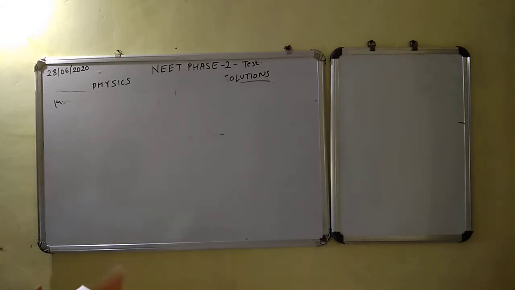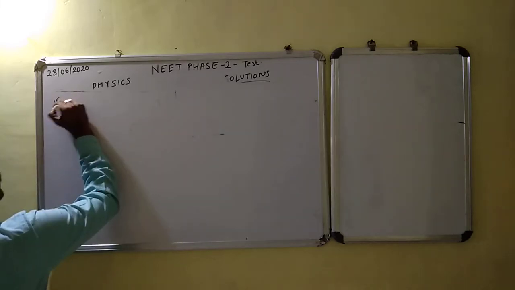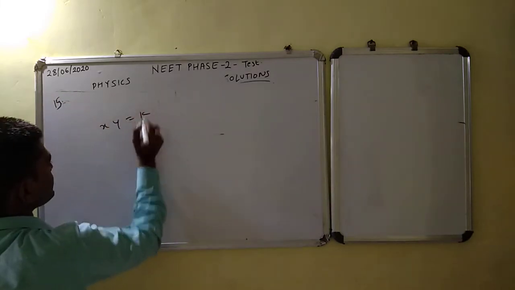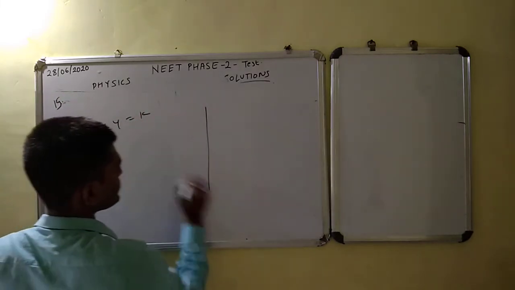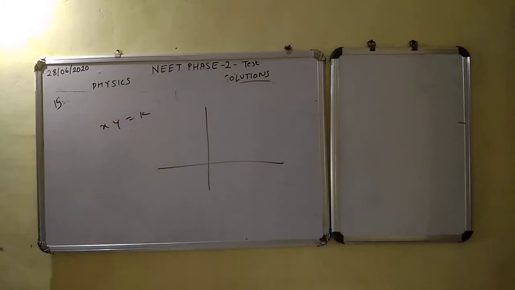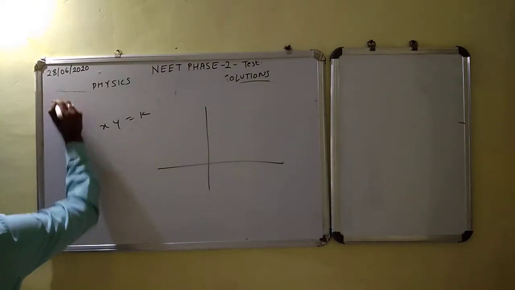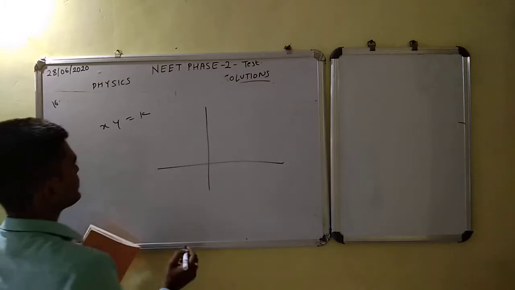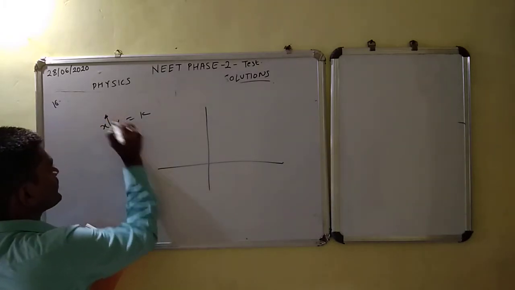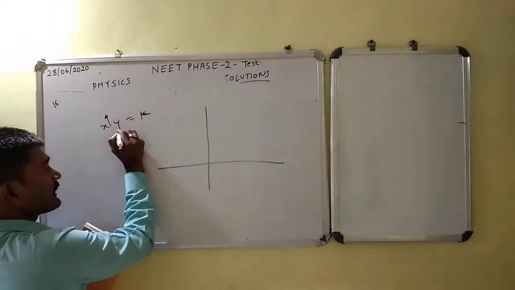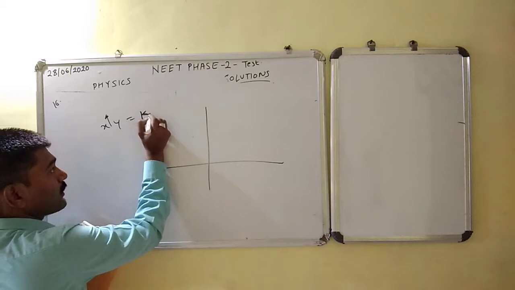Question number 16. The graph of xy equals k is what? We have already discussed this. Xy equals k. Always remember, if x increases, in order to multiply with whatever value of y, the product should come out as the constant k.